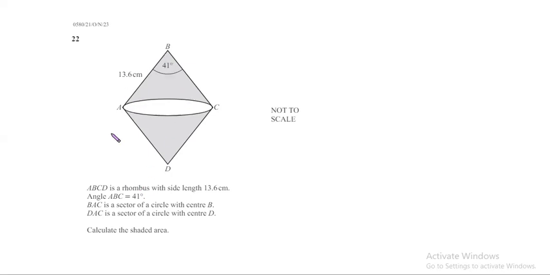In this question, the diagram that is given to us is a rhombus. A rhombus is a slanted square, which means all 4 sides in that rhombus are equal to each other. So if this is 13.6, this side will be 13.6, this side is 13.6, and this side will also be that same 13.6. And just like in a parallelogram, the opposite angles are equal, which means if this is 41, this angle that we have here will also be 41 degrees.